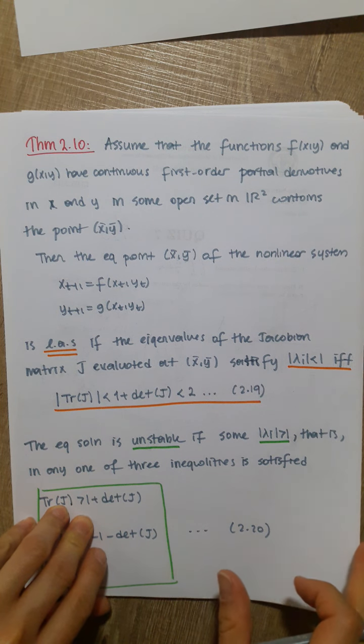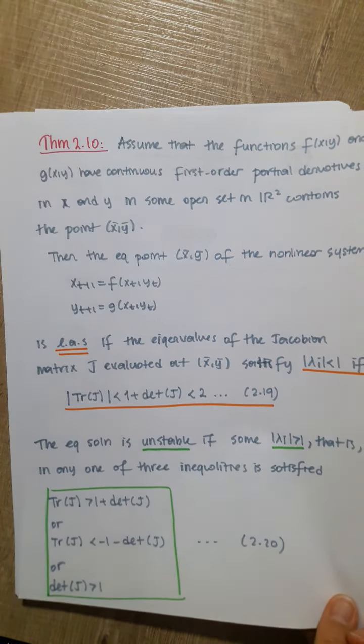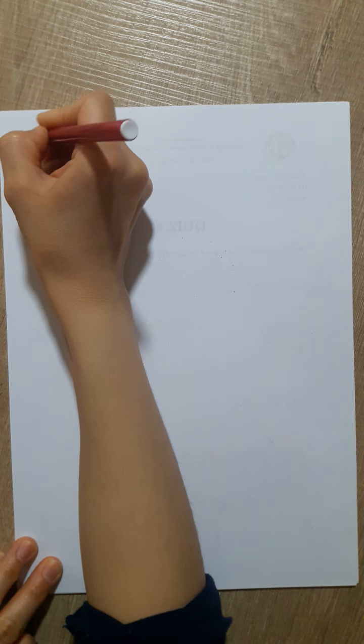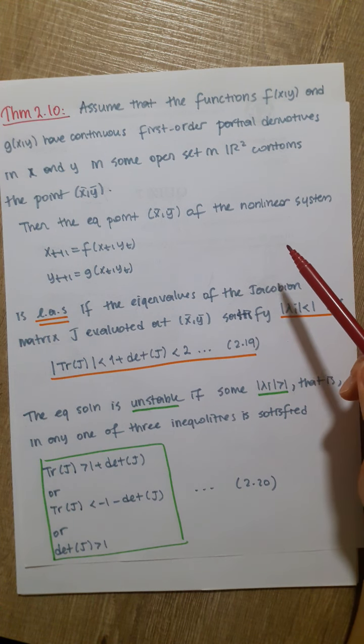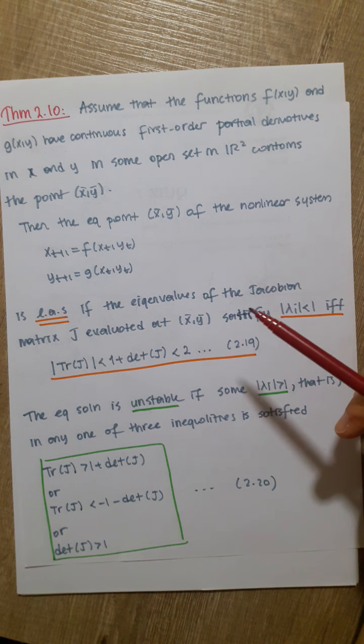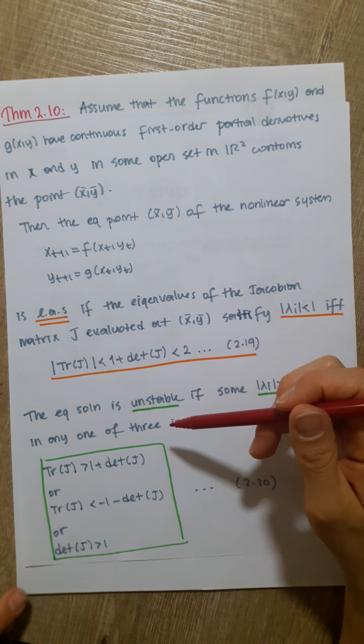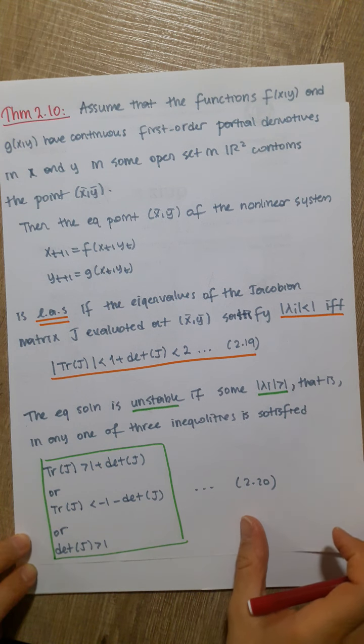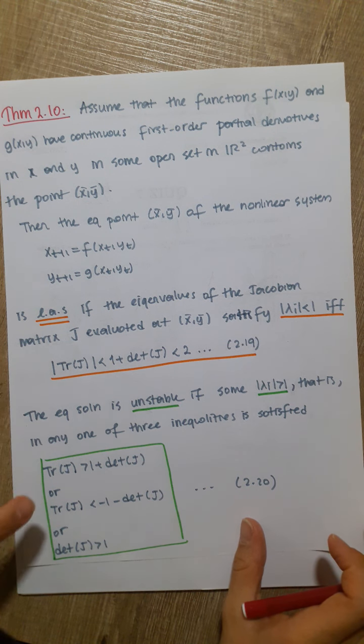Now let's prove this theorem. Proof. We have here two cases. First of all, we will prove the part about the local asymptotic stability and then instability. But we will have two cases in that part and two cases in this part also.